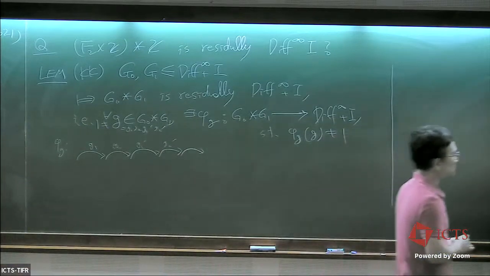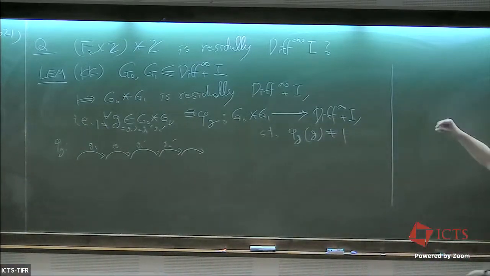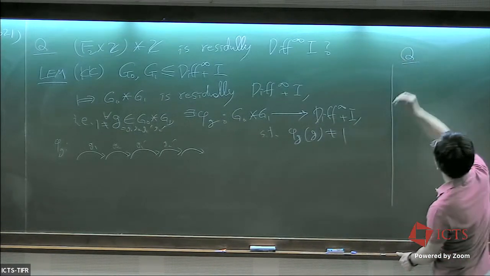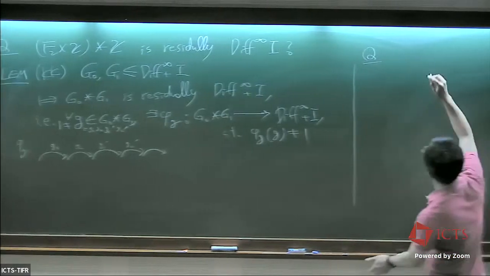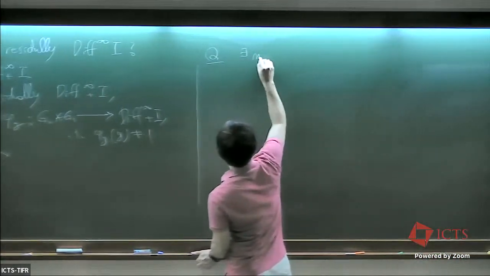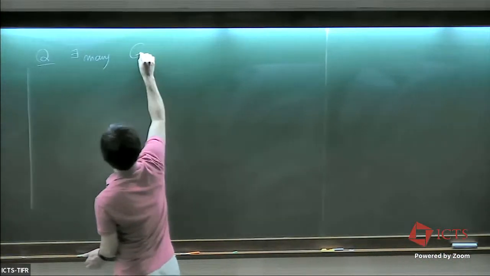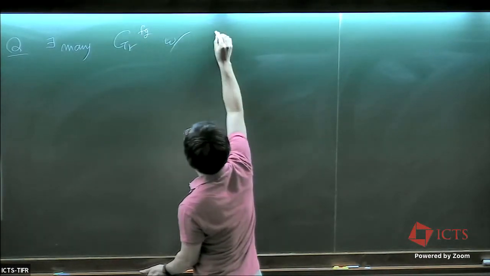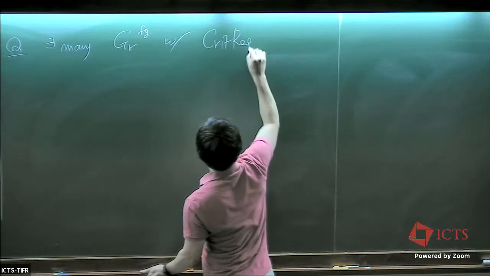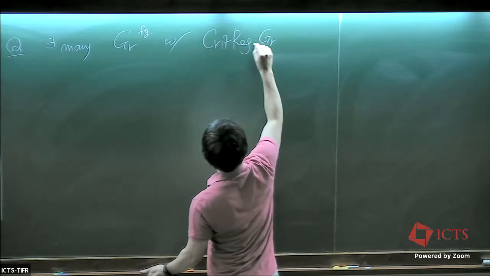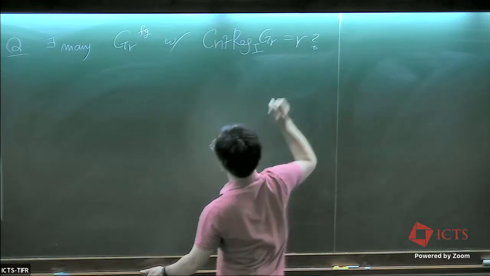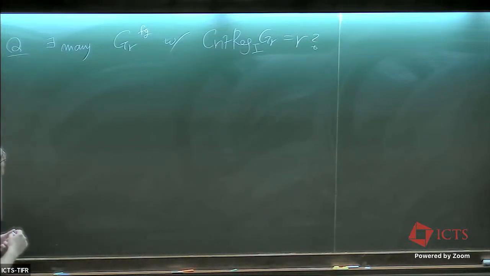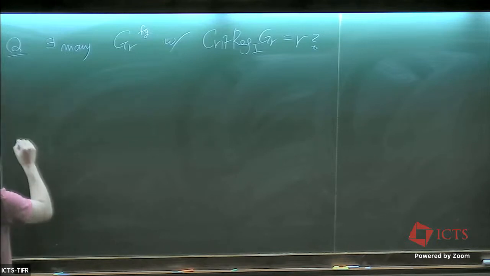So another question was the variety of these critical regularity groups. So there exist many G_R with critical regularity R. And the answer is yes, as I said. So one way of expressing it is as follows.